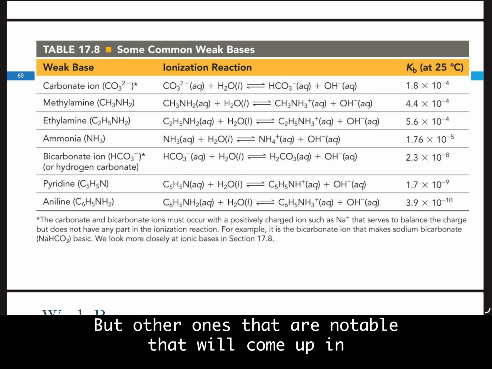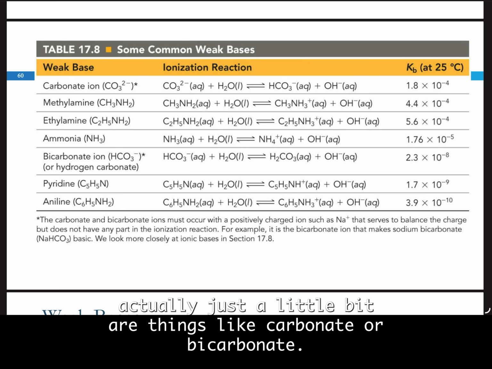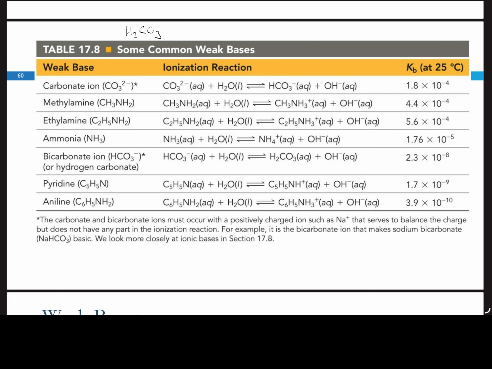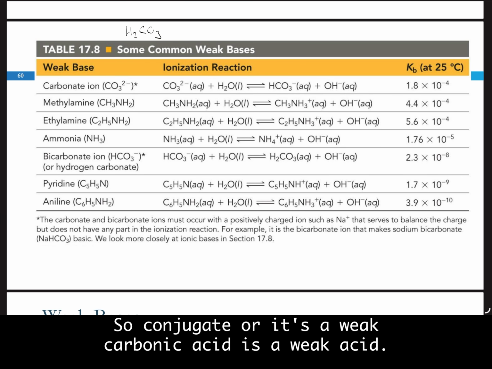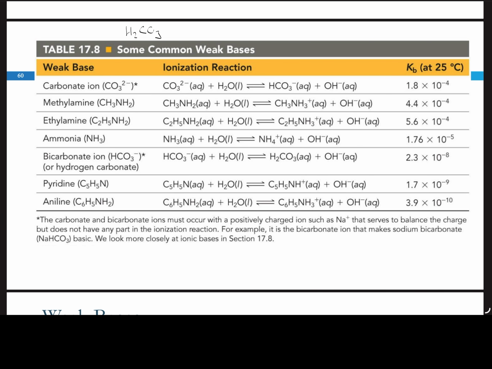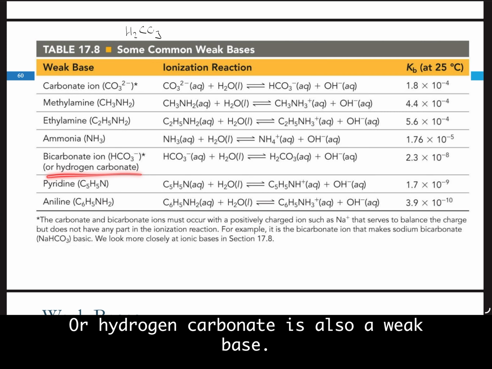Other ones that are notable that'll come up in just a little bit are things like carbonate or bicarbonate. Because if I write this as H2CO3, that's carbonic acid. Carbonic acid is a weak acid, so the conjugate base of that weak acid, bicarbonate, or hydrogen carbonate, is also a weak base.